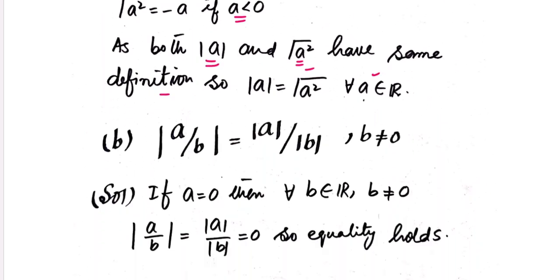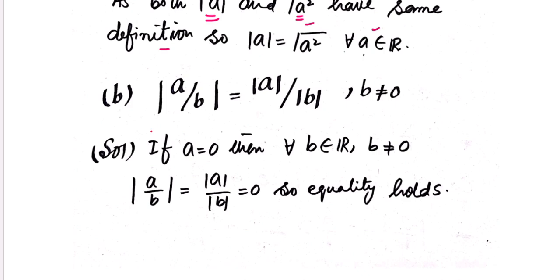Second part. In the second part, we have to show that the absolute value of the fraction a over b is equal to the fraction of these absolute values, where b is non-zero and there is no limitation on a. In case a is 0, then the left hand side becomes the absolute value of 0 over b. This is equal to 0.